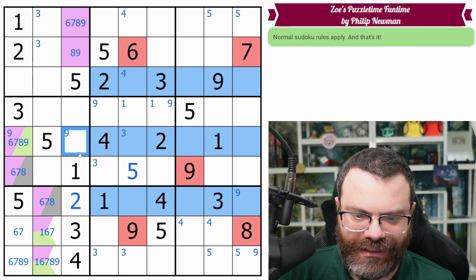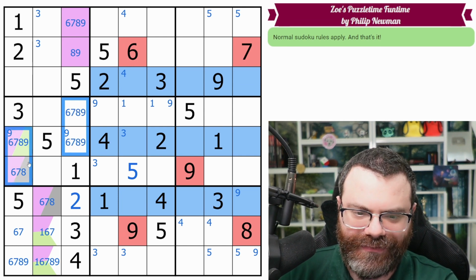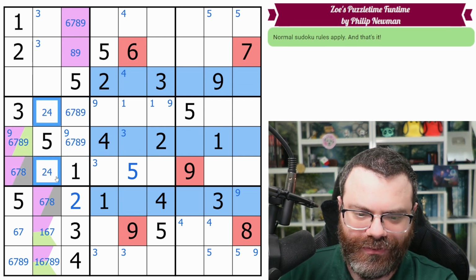This was also 6, 7, 8, 9. It sees 1, 2, 3, 4, 5. In fact, these are just from 6, 7, 8, 9. That makes another 6, 7, 8, 9 quad here. So this looks like a 2, 4 pair.